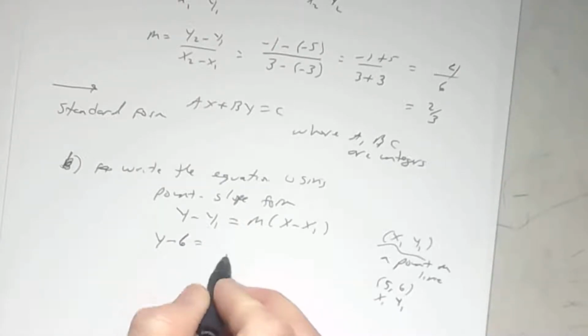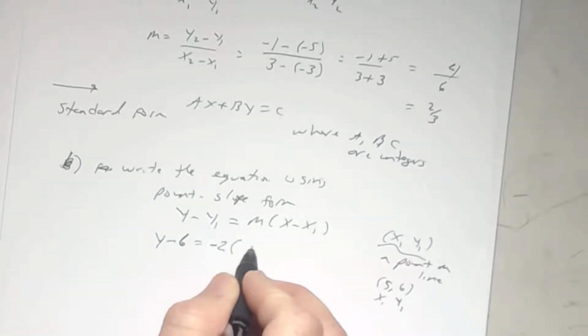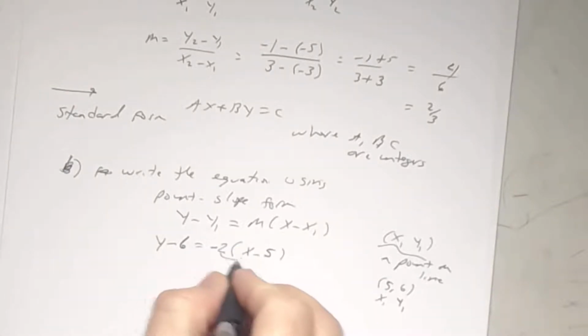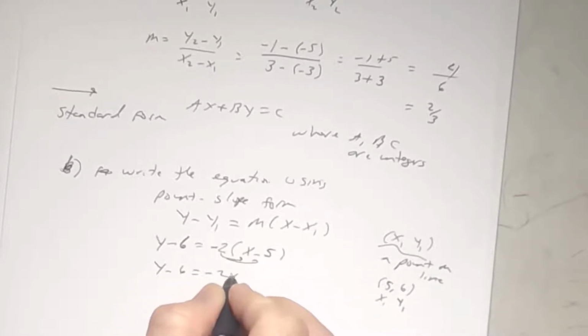6 equals the slope. What's the slope? -2 times x minus x1. What's x1? 5. All right, so that's where we're at. And now all you do is get rid of the parentheses. And how do you get rid of the parentheses? Distributive property. Okay, so I get y minus 6 equals -2x plus 10.